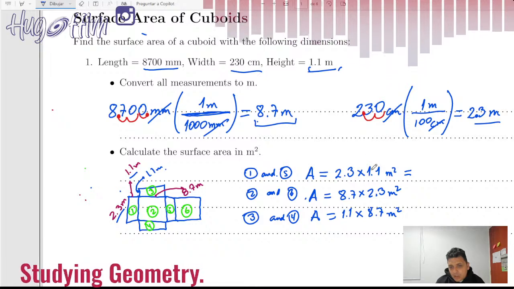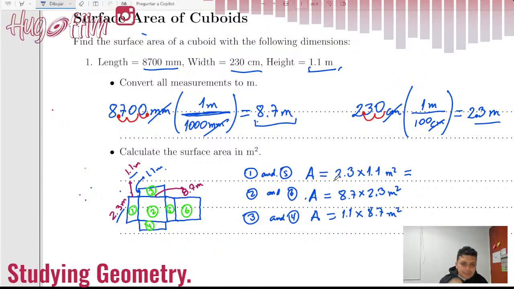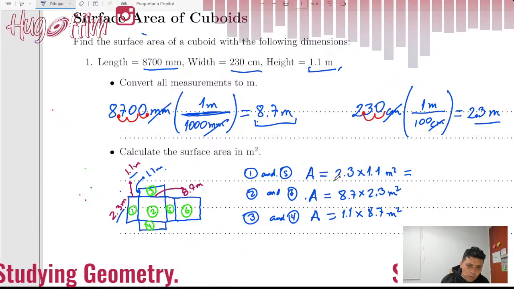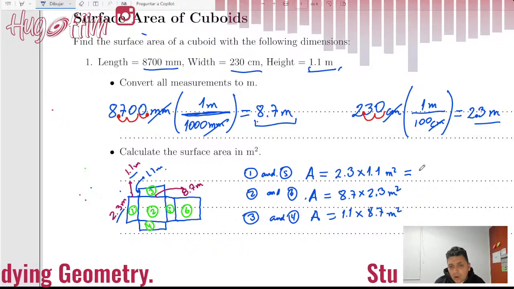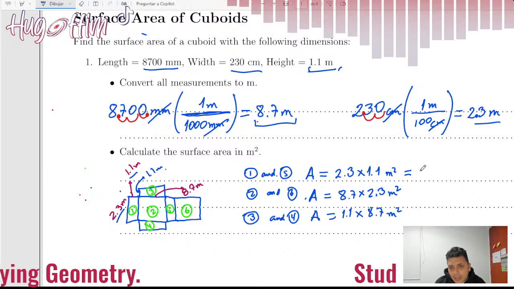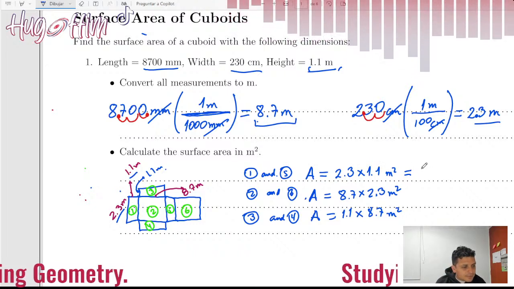Now, this is just a process of multiplying. So you can just operate, multiply. Now, this is 1.1, so the answer here will be like multiplying by 11.